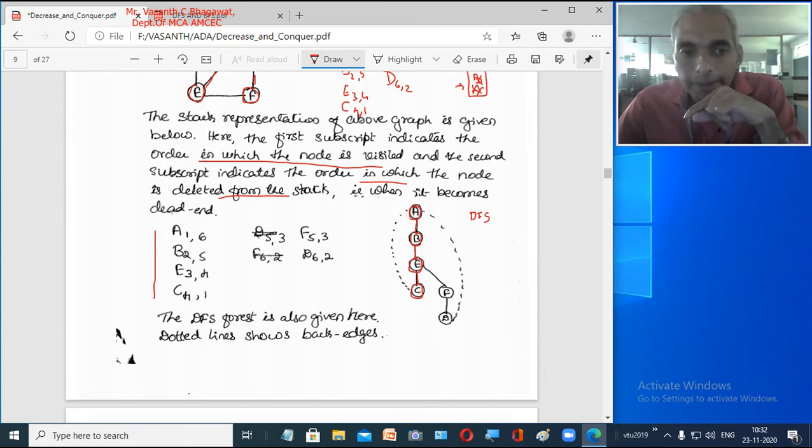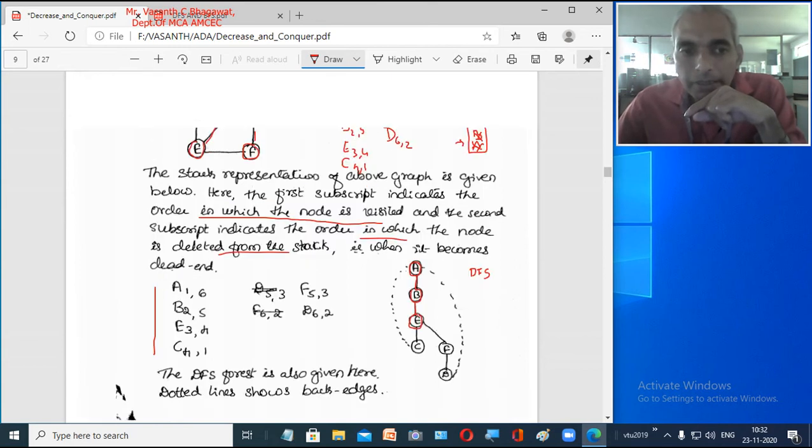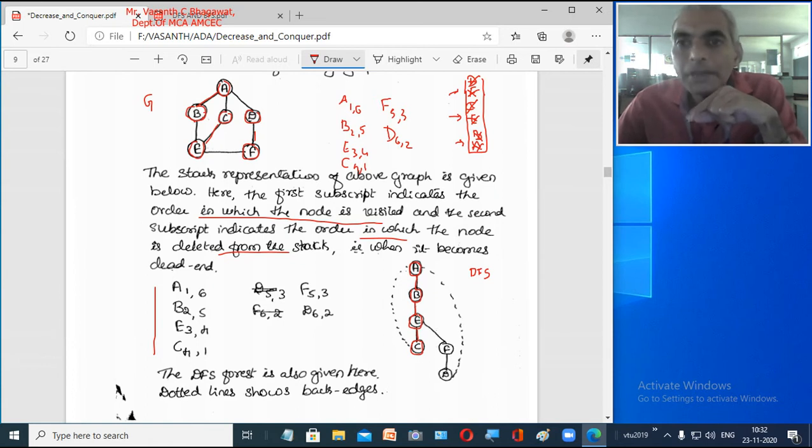Now we have seen that from A you went to B, from B you came to E, from E you came to C. Now when you are at C, you have reached the dead end, because A and E are adjacent, and both are visited. So you have reached the dead end at C, so you popped that C out. That's what you are writing here as 1. The first element to remove from your stack was C. So that means you have reached the dead end at C, right?